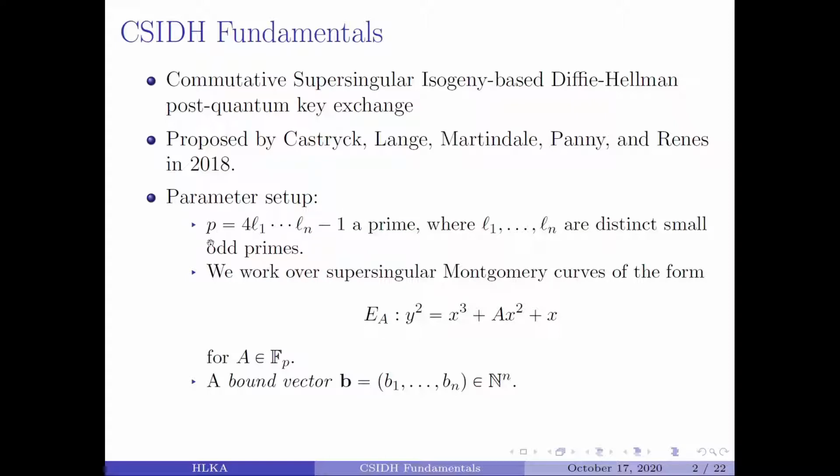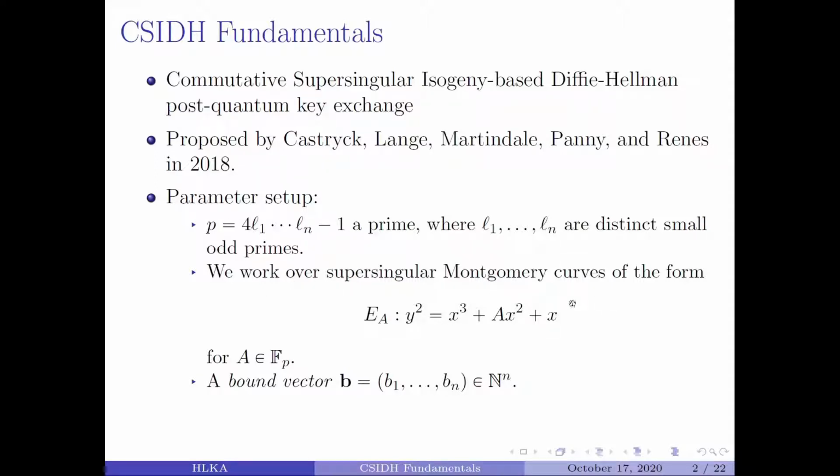So here's a bit of the parameter setup. We're working with a prime p of the form 4 times l1 through ln minus 1, where l1 through ln are going to be distinct small odd prime numbers. n here is chosen based on the desired security level, and in practice we typically take l1 through l(n-1) to be the first n minus 1 odd primes, and we choose ln as the next smallest odd prime which makes p prime.